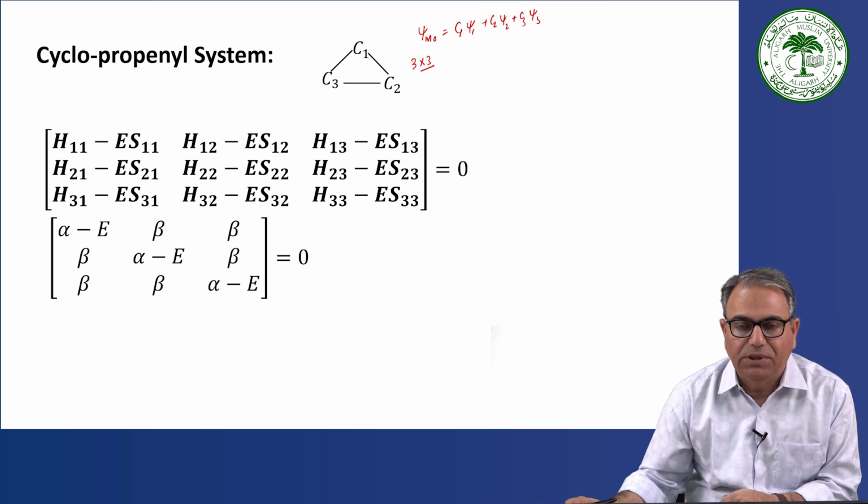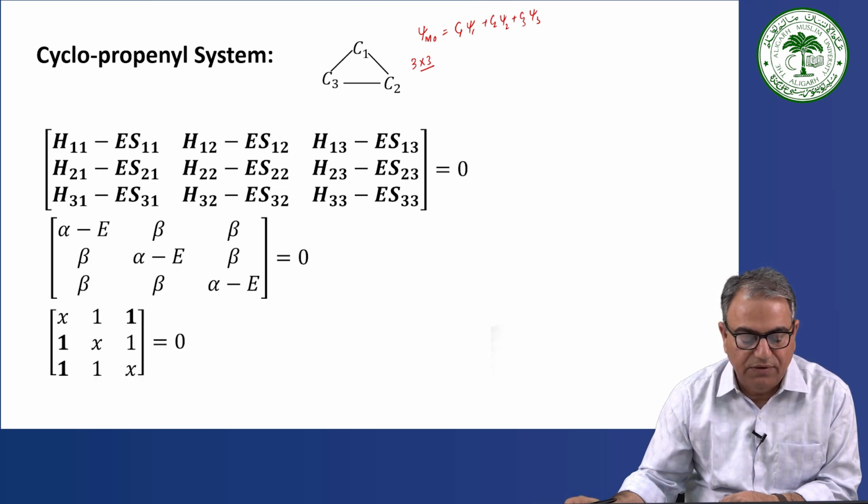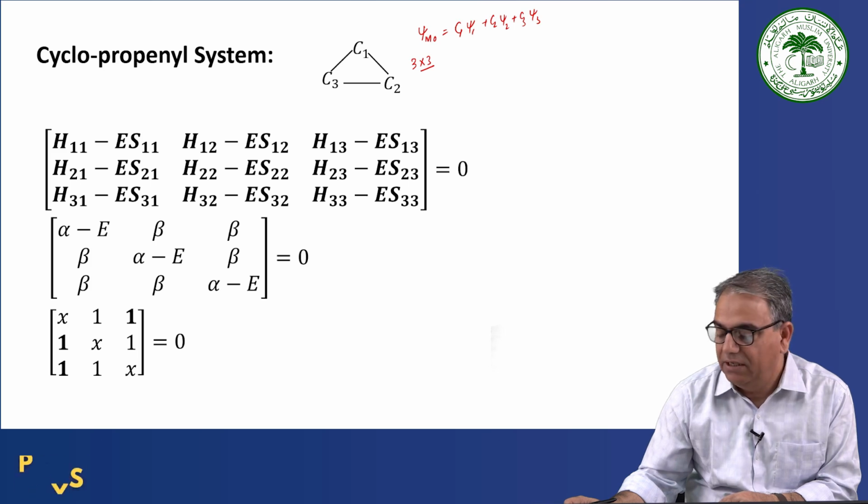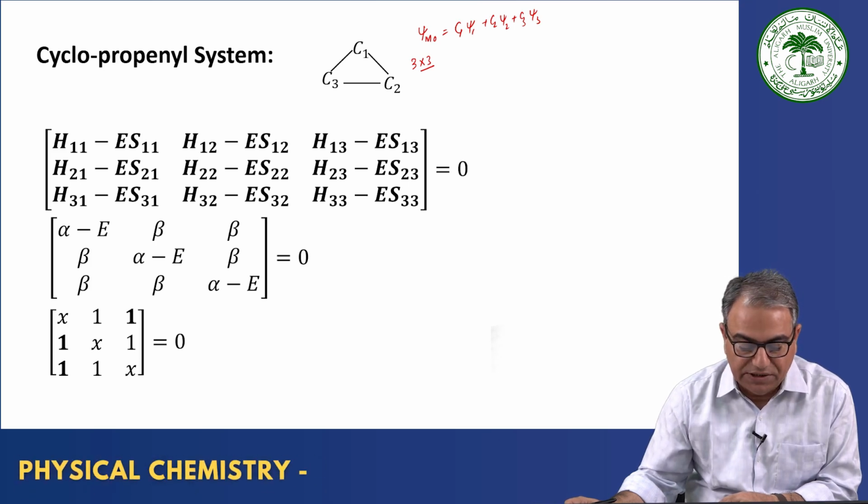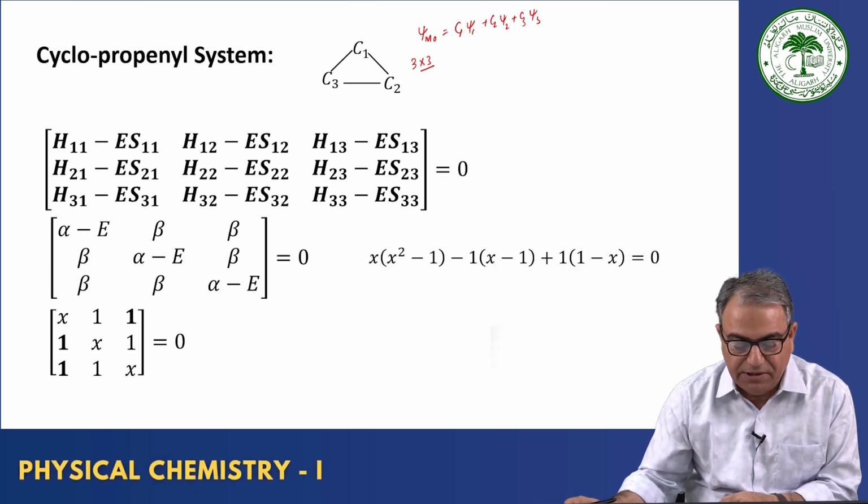So this you will have to write cautiously. So in terms of x and 1, you can write it again. If you divide the whole equation by beta, then you can write this determinant, and then you have to get the value of this determinant. So what is the value of this determinant?